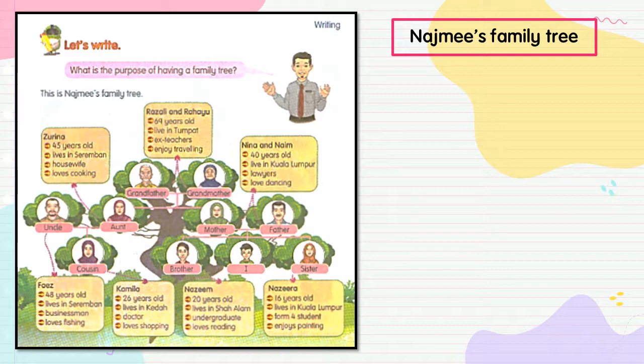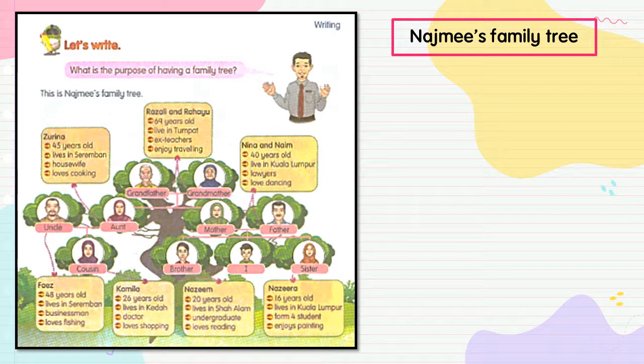For example, Razali and Rahayu, 69 years old, live in Tumpat, ex-teachers, enjoy traveling. Faiz, 48 years old, lives in Seremban, businessman, loves fishing. Zurina, 45 years old, lives in Seremban, housewife, loves cooking. Kamila, 26 years old, lives in Kedah, doctor, loves shopping.